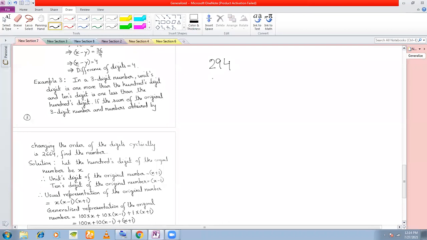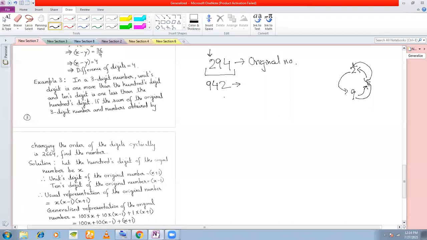294, suppose. According to this problem, the sum of the original number, this is the original number. Suppose now I am reversing the digits cyclically. You know what cyclically means? 2, and then 9, and then 4. This number starts with 2. If I reverse the digits cyclically, that means now I'm starting from 9. So I write 9 first, and then after 9, what is the next number? 4. And after 4, what is the next number? 2. So this is the number that I obtain after reversing the digits cyclically, right?